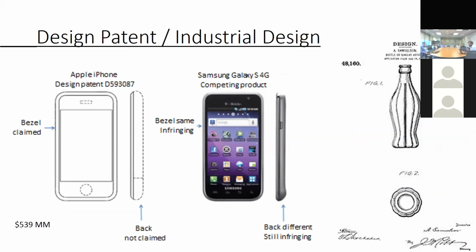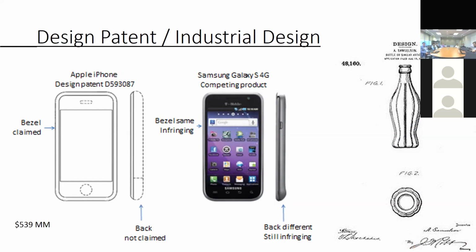There's a few different types, and I just want to clarify, there are design patents, which are less common. This is a classic example of the iPhone, Samsung. This was a lawsuit about a rectangle with curved edges. Yeah, 539 million was the final jury verdict. There was a $1 billion jury verdict first.